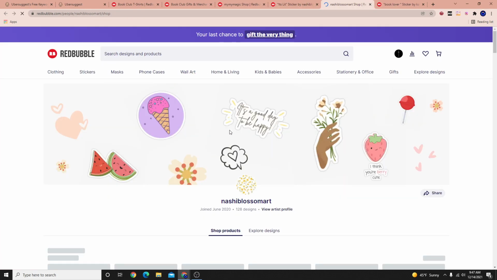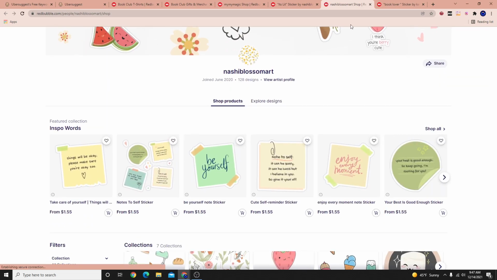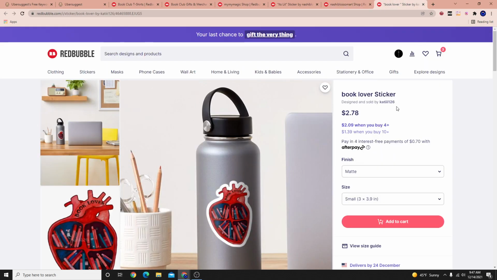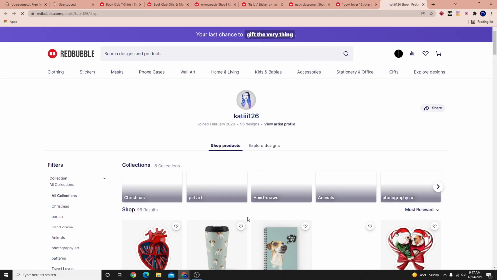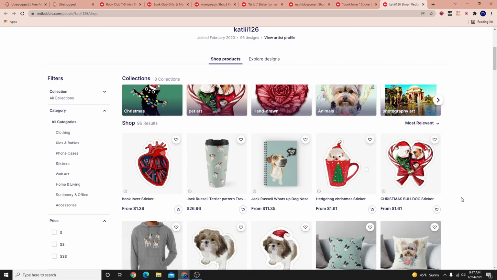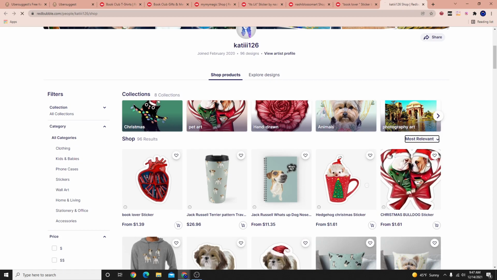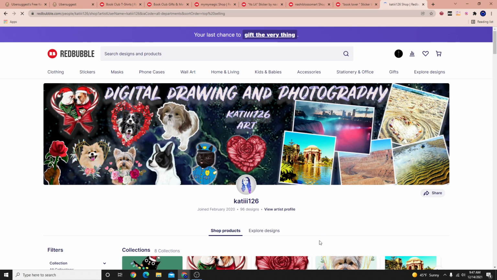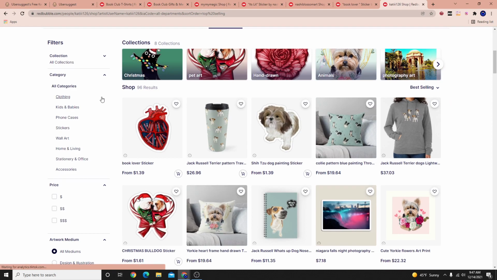The second one joined in June of 2020. Okay, so that's really not that bad. That's actually pretty good. And let's go ahead and take a look at this. So joined in February of 2020. So maybe, and if I go over here to bestsellers, I'm just curious what's going to be the best selling item. Okay, so the best selling item happens to be the book club sticker.